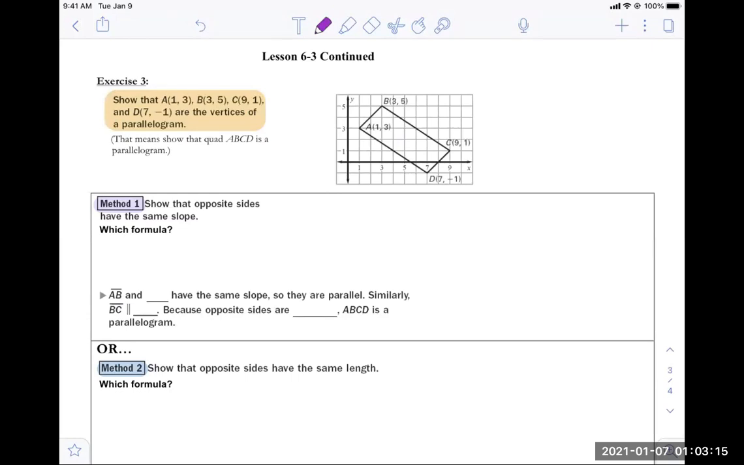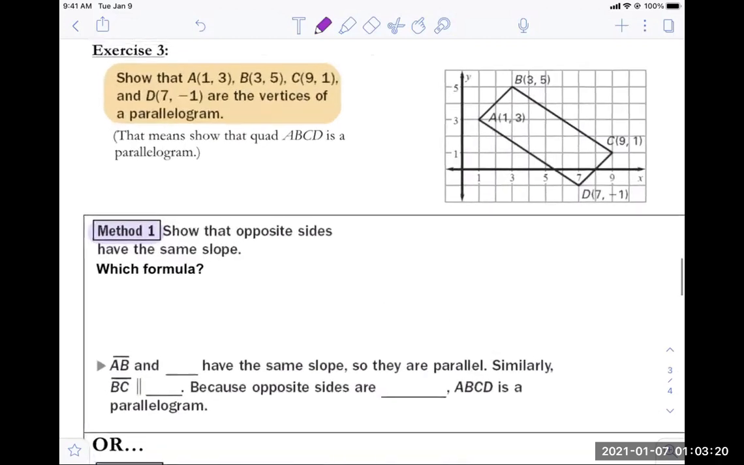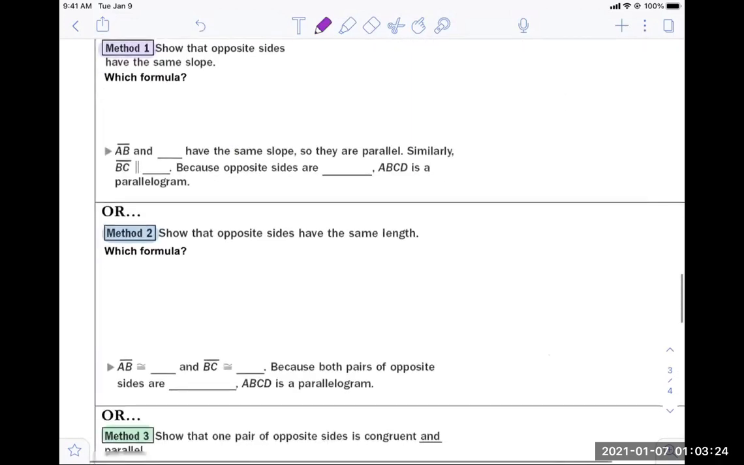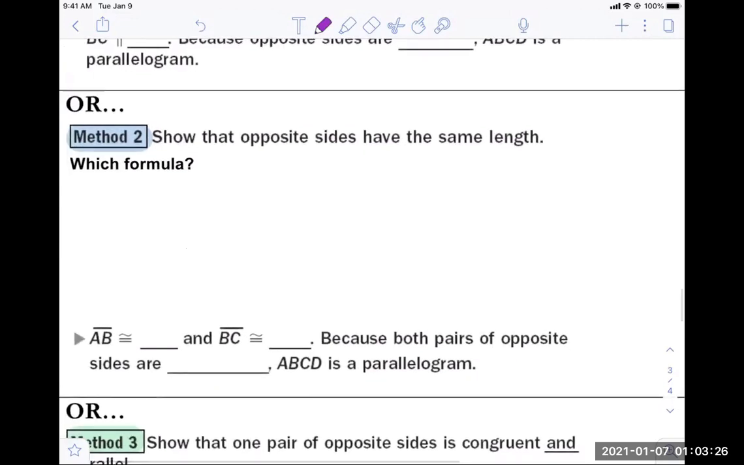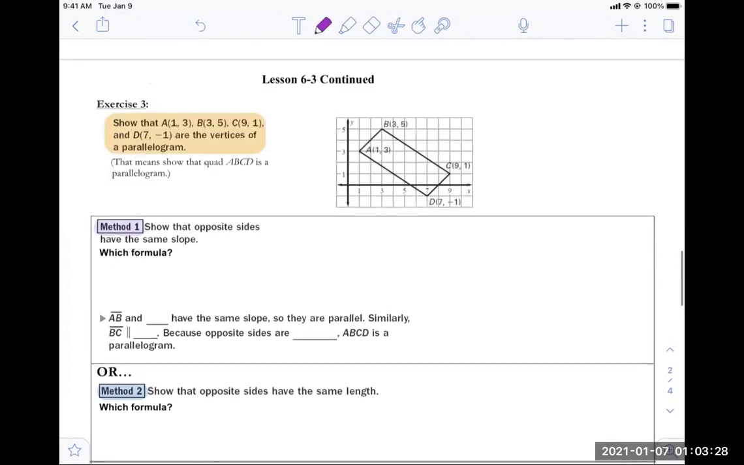If I gave you this problem and said, prove this is a parallelogram, you could do just method 1, and that would be a complete solution. Or you could do method 2, and that would be a complete solution. Okay, I'm giving you all the different options, and so I want you to understand how to do it all the different ways because something might be easier to you than others.